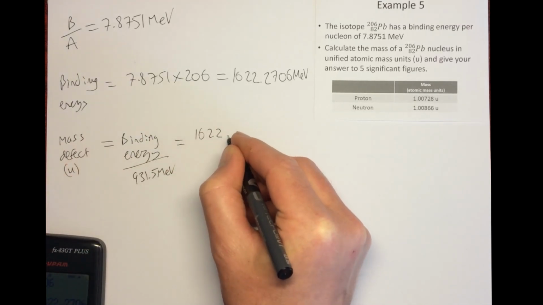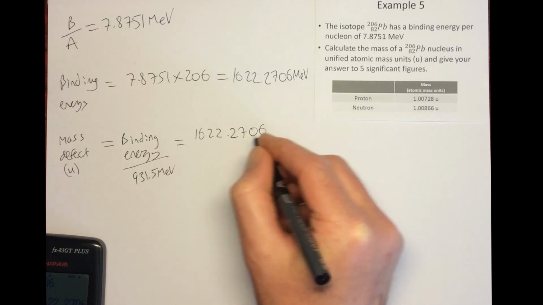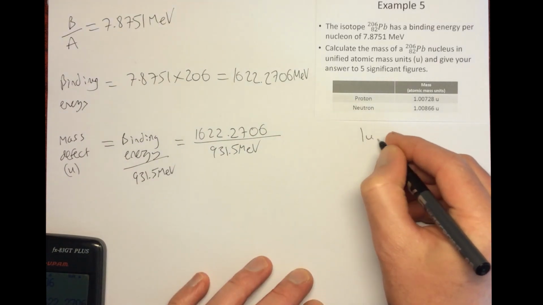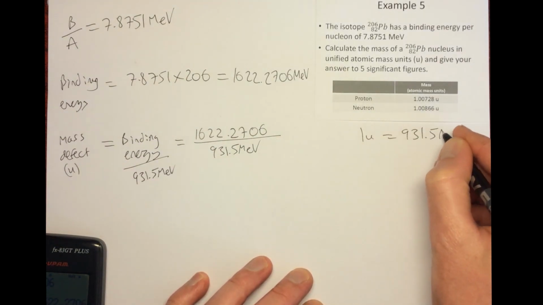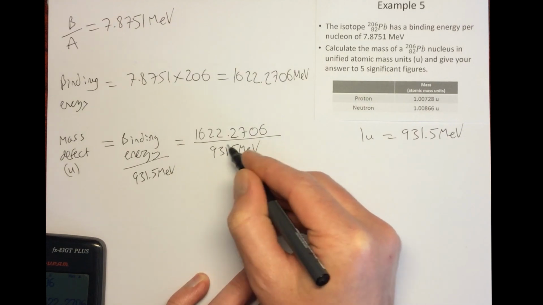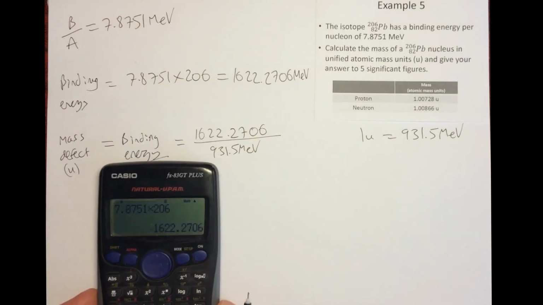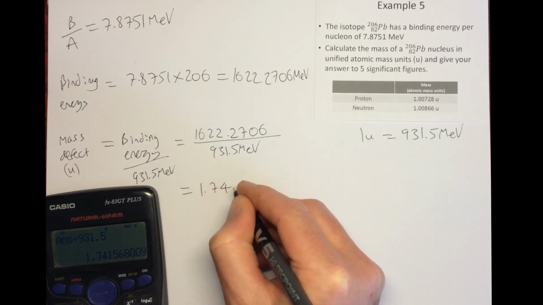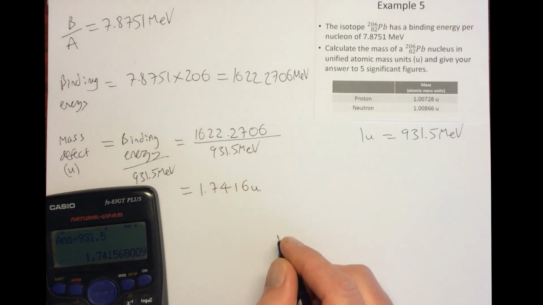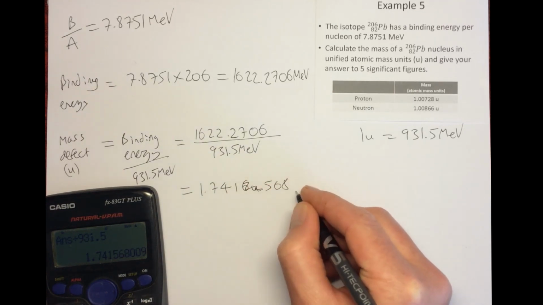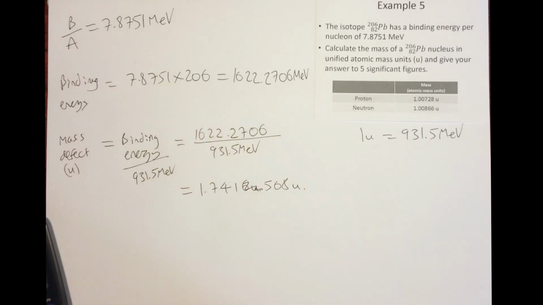Okay, so it's going to be 1622.2706 divided by 931.5 MeV. Why is that the case? Well, because we know that 1 U is equal to 931.5 MeV. So if we find the number of times that 931.5 goes into this binding energy, that gives us the mass in unified atomic mass units. So we divide that by 931.5, and it gives us 1.7416, we'll just say, U. Or it's probably best to use the full number, 1.741568. Let's just go to that number of significant figures, because it's asked us for 5 in the answer.